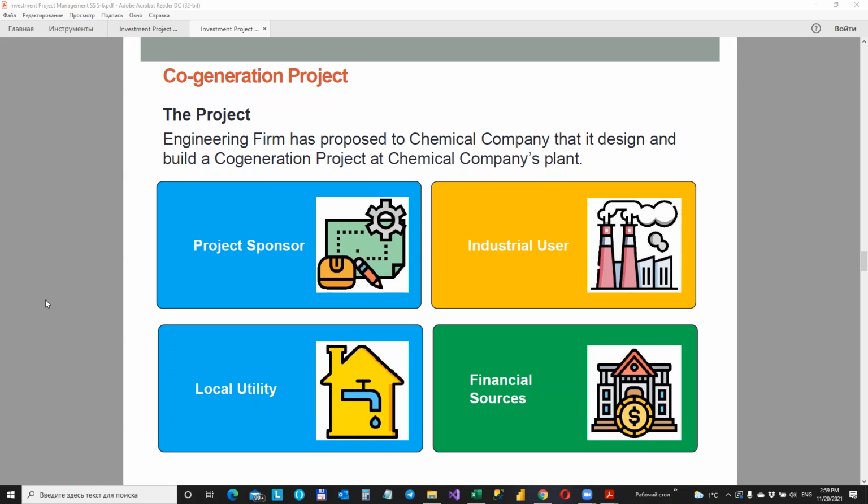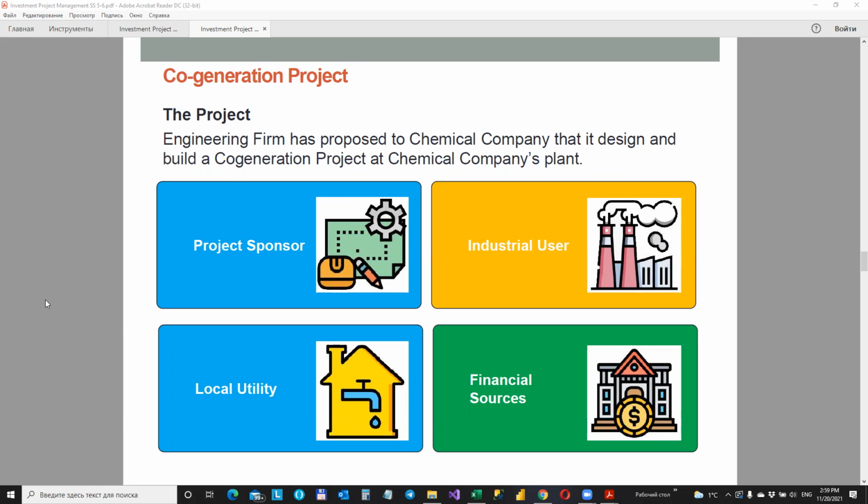So what is the project here? An engineering firm has proposed to a chemical company that it design and build a cogeneration project at the chemical company's plant. So it's additional to the existing plant of the chemical company. And it's proposed not by the chemical company, not by any investor, but by the engineering firm, you see.